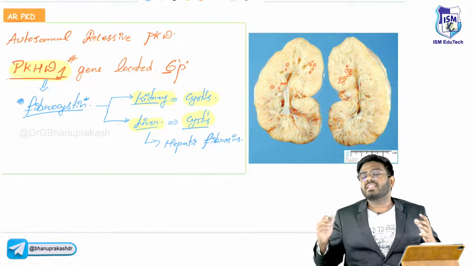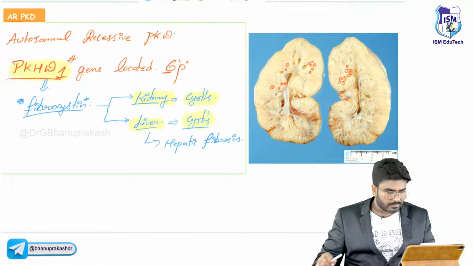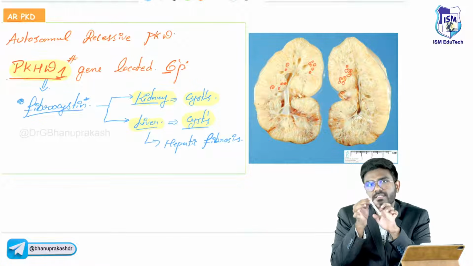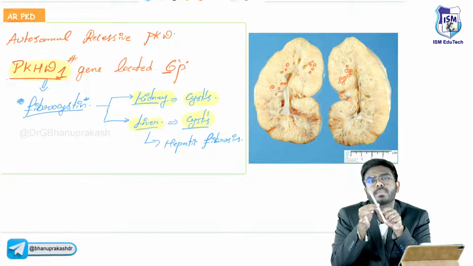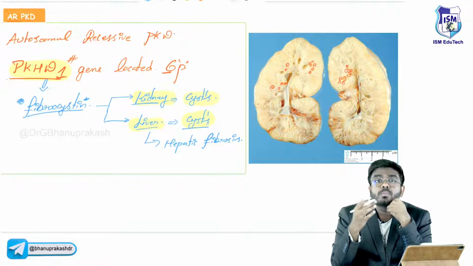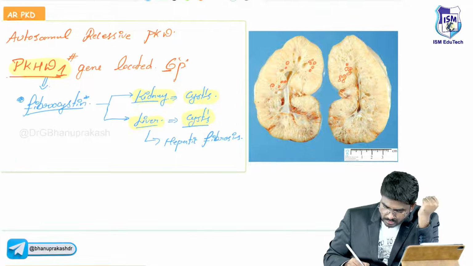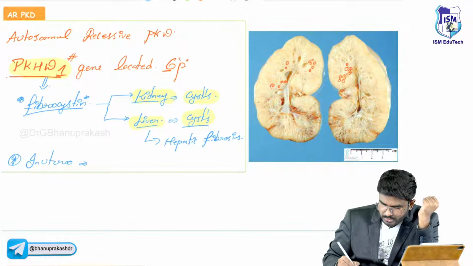Imagine there is a baby, and this baby has autosomal recessive polycystic kidney disease. The kidneys are not functioning normally. So when the baby is in the uterus, the baby is going to produce less urine. So oligohydramnios is going to be seen in the mother during the in utero period.